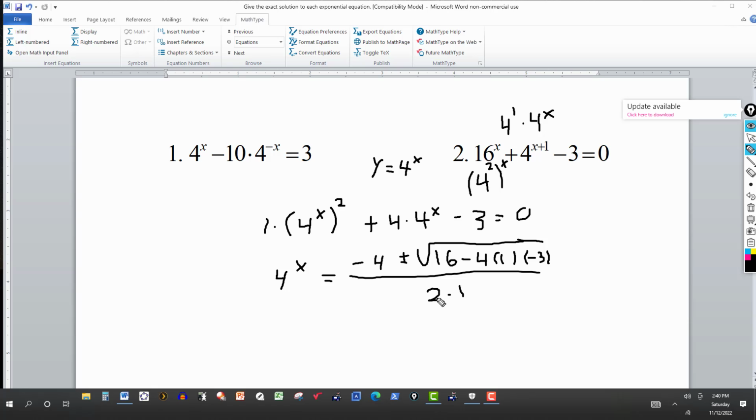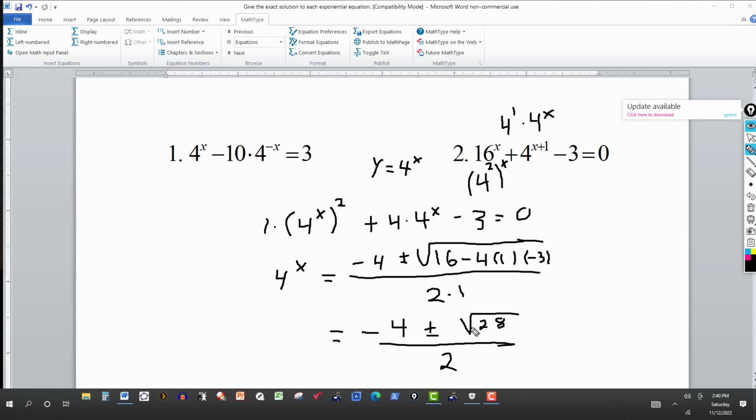And then I simplify this out. So this is going to equal minus 4 plus or minus, and now under the radical, it's going to be 16 minus 4 times negative 3. So multiply negative 3 times the 1 times the negative 4. That's a plus 12. And 12 and 16 is 28. That's over 2.